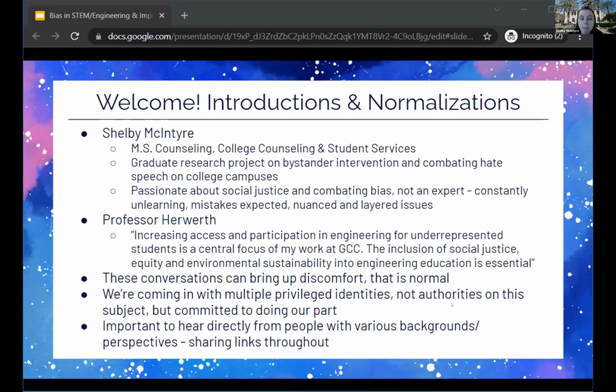We are coming in with multiple privileged identities as well. I am a woman, so women are biased against in general in STEM, but I'm also a white woman, which means I bring a lot of privilege with me as well. So it's important to hear directly from people with various backgrounds and perspectives, and we're going to share links throughout to other people talking about these issues as well.